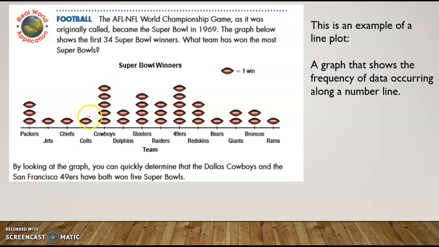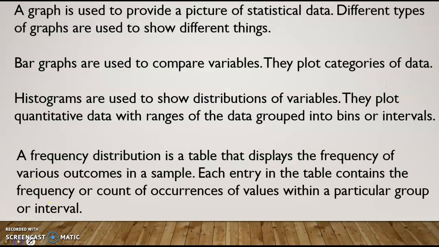So, right here we had a line plot, or some people call it a pictograph. It just shows us pictures. A lot of times they do it with hamburgers or cars, just showing us the types of things that were going on, the frequency occurring along a number line. You had these in your vocab sheets, the graphs.